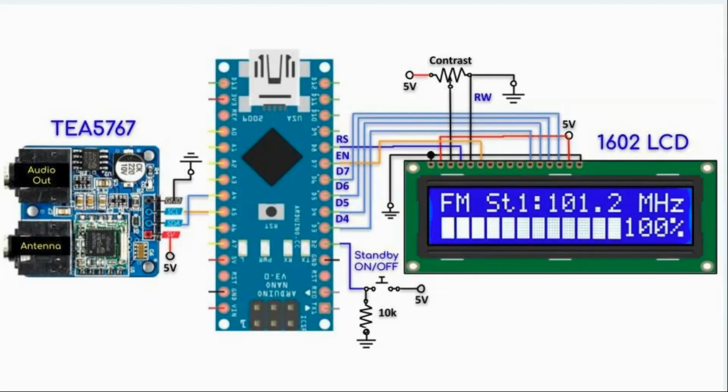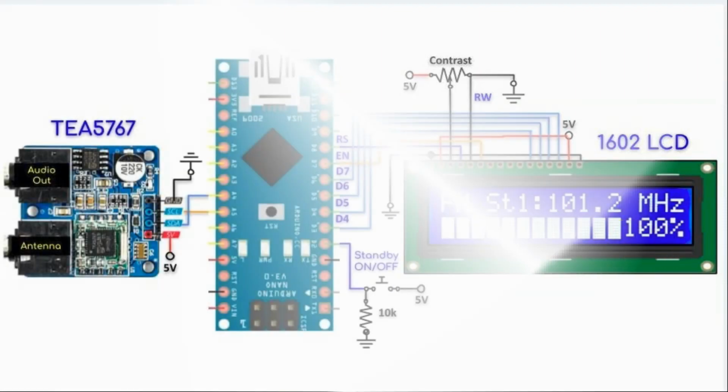The operation of the FM receiver system is as follows. Initially, the system is in standby mode. When we do a short press on the push button, the first FM station plays, and we see on the LCD the station data. We see the frequency in megahertz, and we see the signal level, which is represented in bar graph and also percentage.